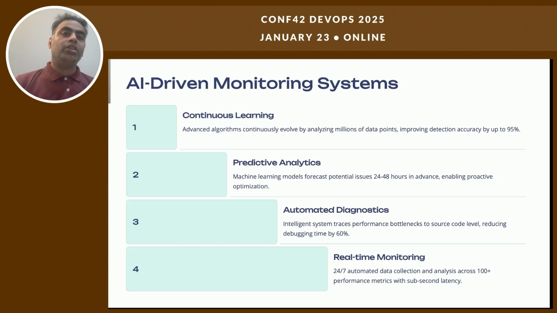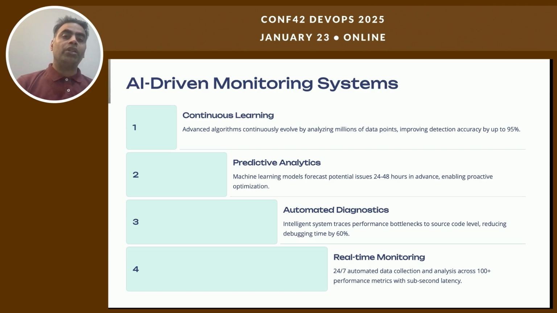AI-driven monitoring systems. AI-driven monitoring systems are the future of app performance optimization. They bring unparalleled efficiency to performance optimization. These systems analyze millions of data points, improving anomaly detection accuracy to 90%.